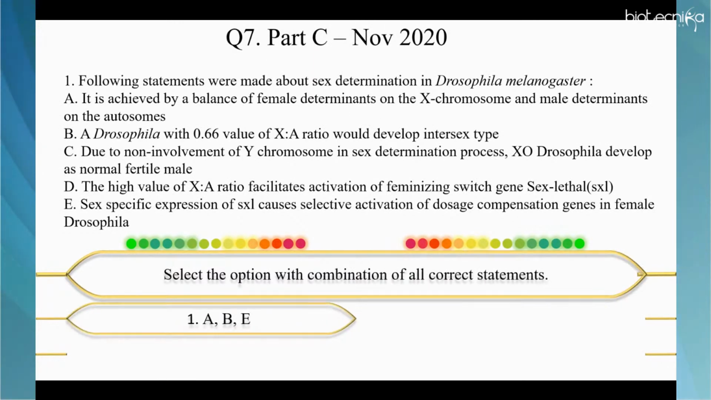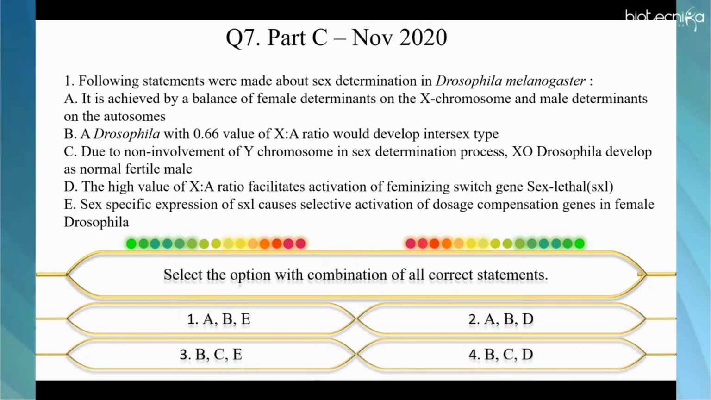Okay, then we have one more question which is based on sex determination. We had seen it last class, right? So anyone can guess. Following statements were made about the sex determination in Drosophila melanogaster.